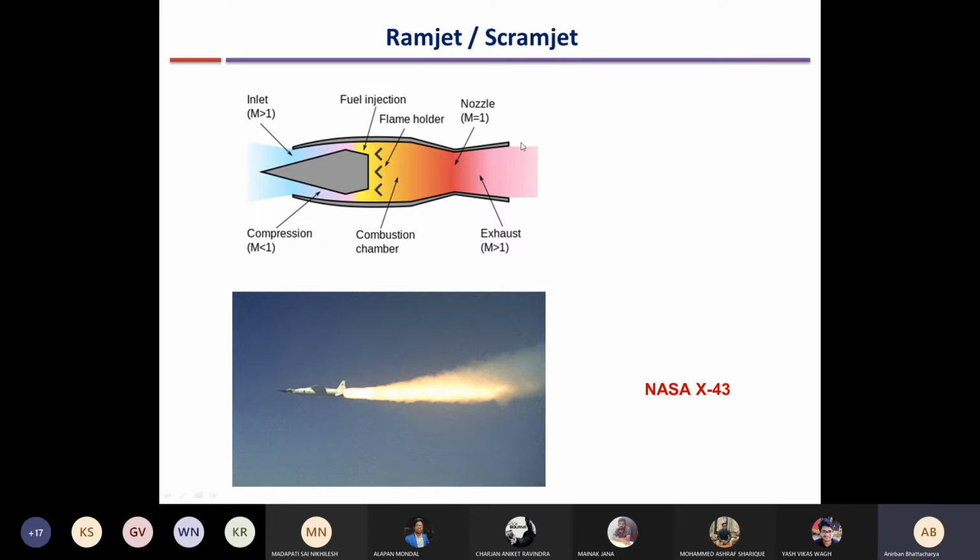So you can generate very large amount of thrust in ramjets as compared to jets where you have turbines. That is what my point was, that it is actually a positive thing that there are no turbines here, because then you can generate larger thrust. So that's why you can fly at very high velocities, because you can generate larger thrust.